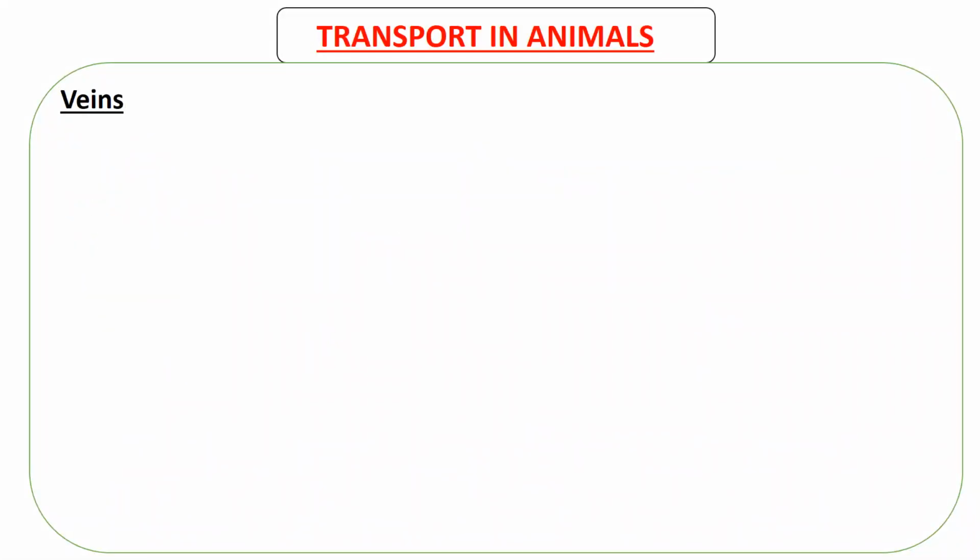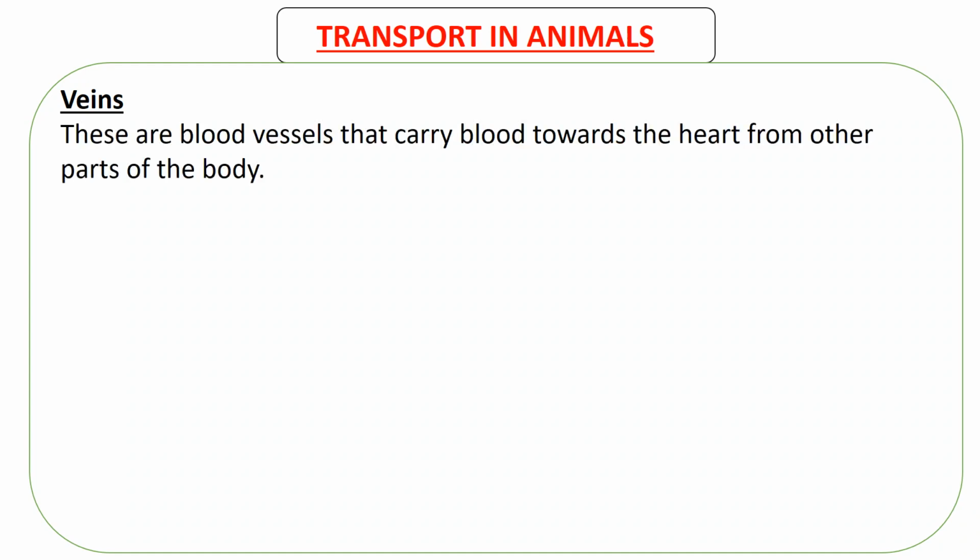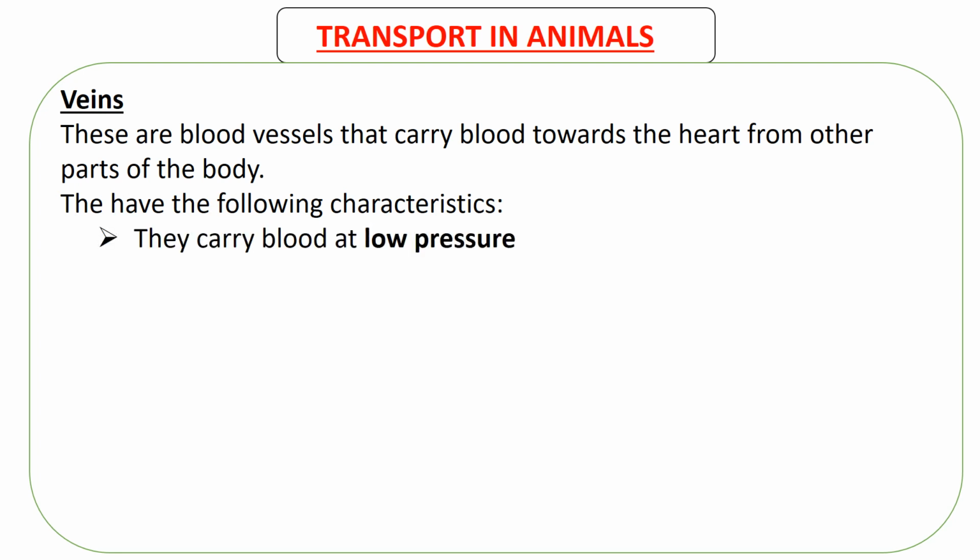Next, we look at veins. So what do veins do? First, they carry blood towards the heart from other parts of the body. How do they do this job so well? They have these characteristics. One, they carry blood at low pressure, unlike arteries. Because they carry blood at low pressure, they have thin walls and wide lumens. So there's no need to have thick walls because blood is carried at low pressure.